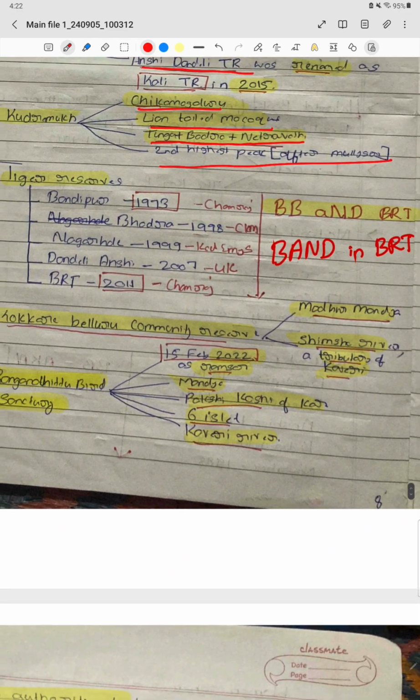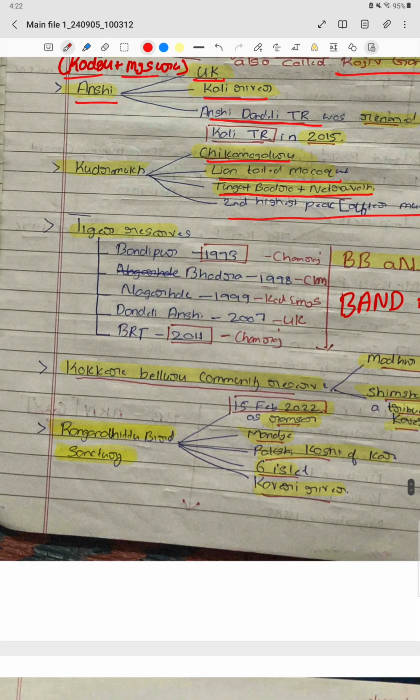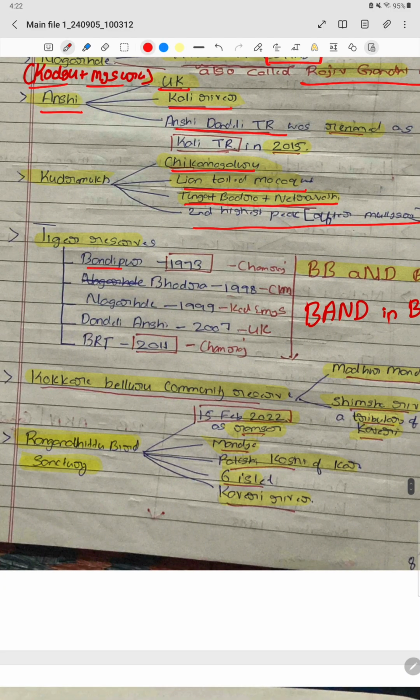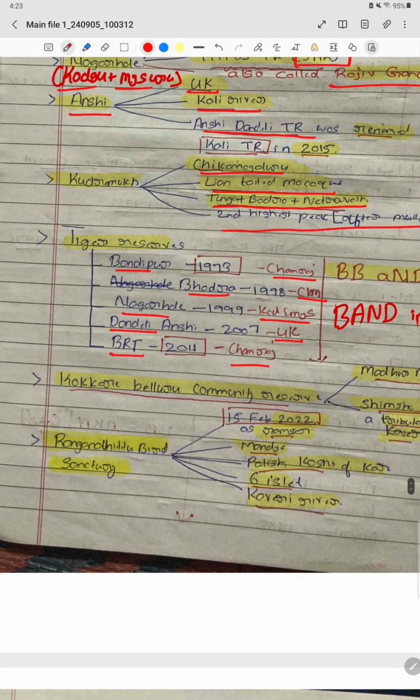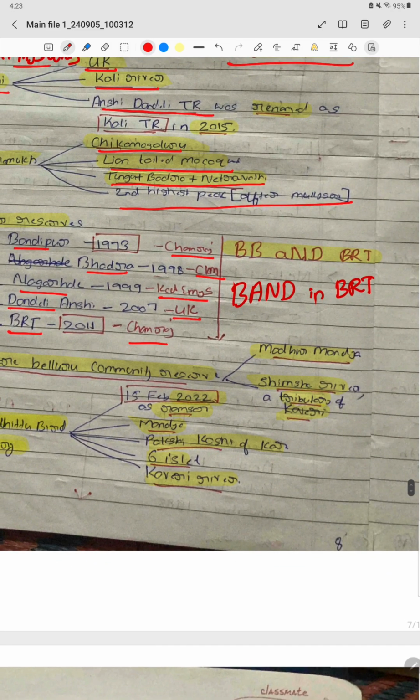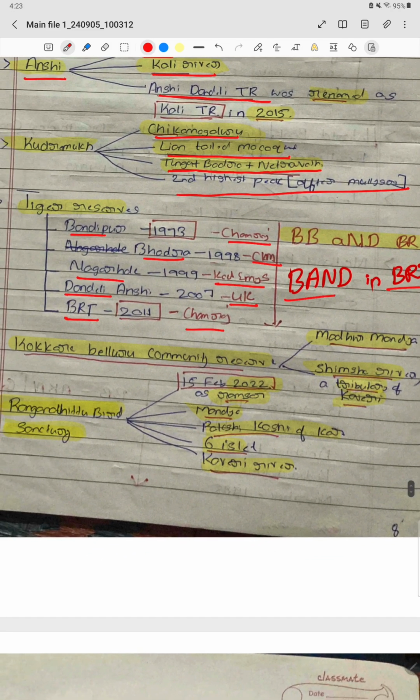Then we have to know about the tiger reserves. How many tiger reserves are there? 5. So they are Bandipur, Bhadra, Nagarhole, Dandeli Anshi, then Biligiri Rangana, BRT. So what is their location? Bandipur is in Chamarajnagar, Bhadra is in Chikmagalur, Nagarhole is shared between Kodagu and Mysore, Dandeli in Uttara Kannada, then BRT in Chamarajnagar. If we have to remember the order in which these have been established, it is BBNDB.